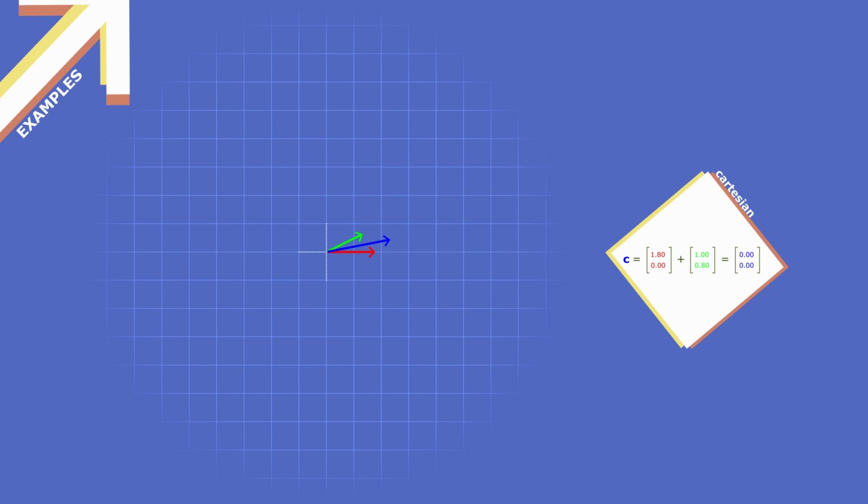Let's go through some numerical examples by starting with the addition operation, where you see some vectors added together. And some subtraction. Note that the resulting vector is directly attached to the origin.